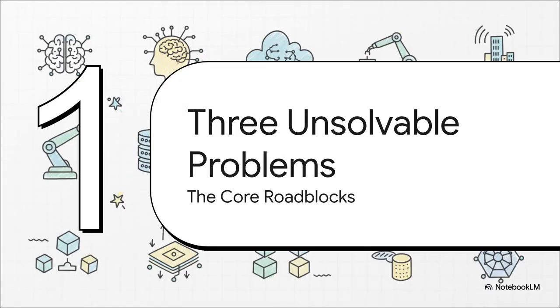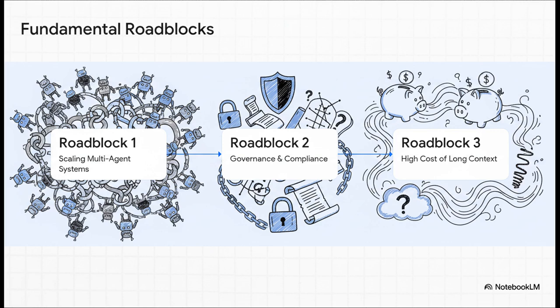You know, this messy architecture is more than just an inconvenience. It actually creates three core problems that feel, well, pretty much unsolvable with the tools we have today. And they're holding back the entire field of agentic AI. So these are the big three roadblocks we're talking about. First, you just can't effectively scale systems that have a lot of AI agents. Second, there's a complete lack of any real governance or compliance. And third, the cost just explodes when you try to give an AI any kind of long-term memory.